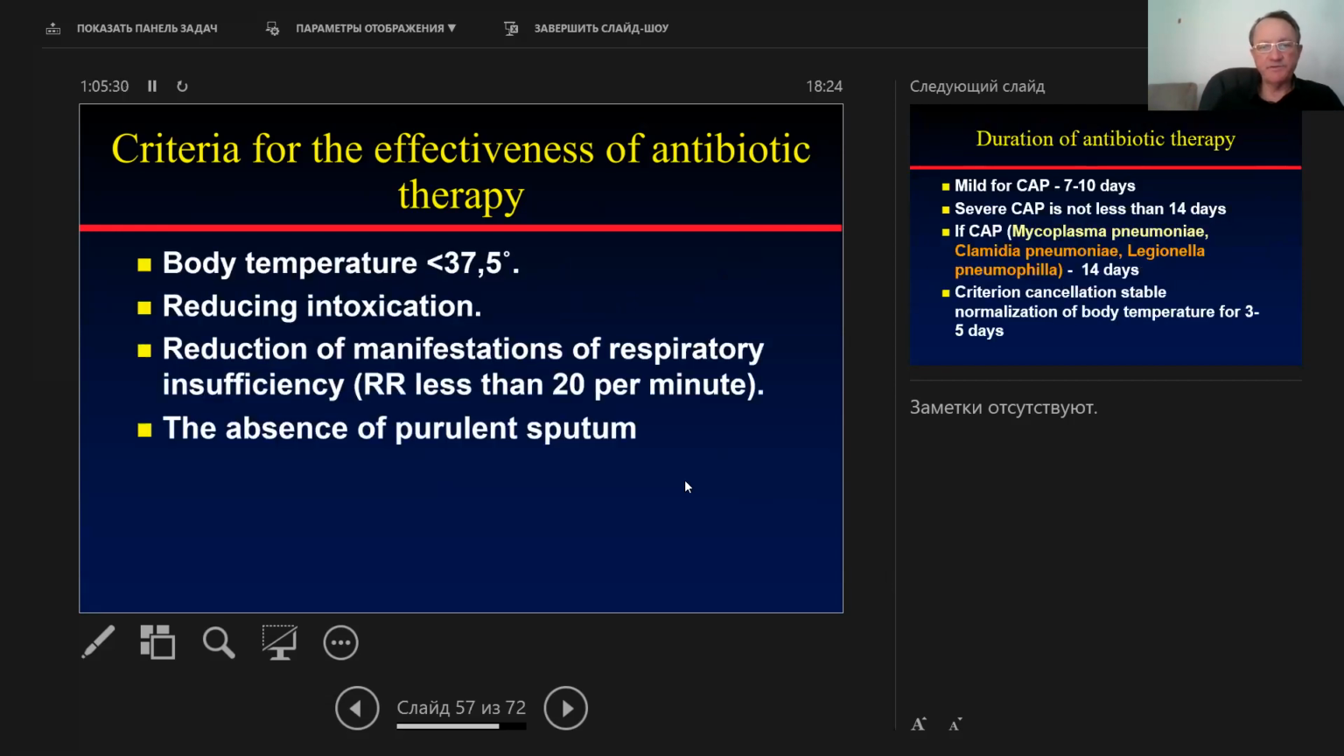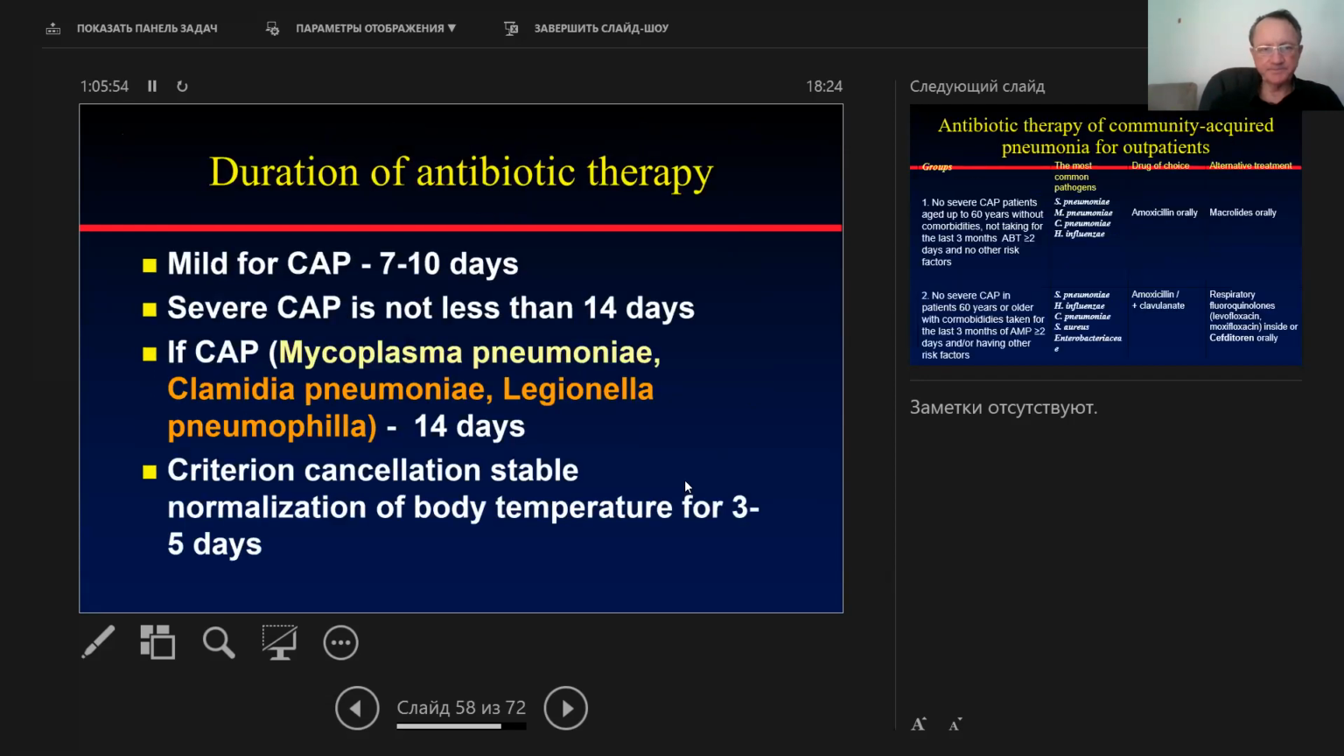What about the criteria of effectiveness of antibiotic therapy? Body temperature diminished to less than 37.5 degrees Celsius, reduction of intoxication, reduction of manifestations of respiratory insufficiency, respiratory rate less than 20 per minute, and the absence of purulent sputum. Duration of antibiotic therapy: in a mild course of CAP, it's from 7 to 10 days. Severe, not less than 14 days, including mycoplasma and chlamydia, also 14 days. The criterion for cancellation of antibiotic therapy is normalization of body temperature for 3 to 5 days.